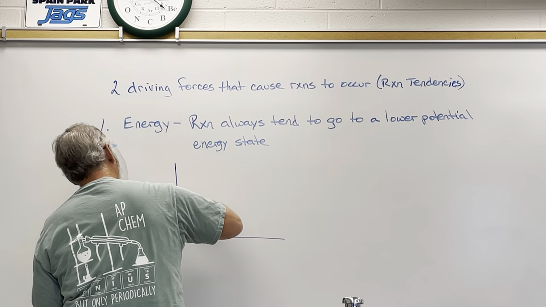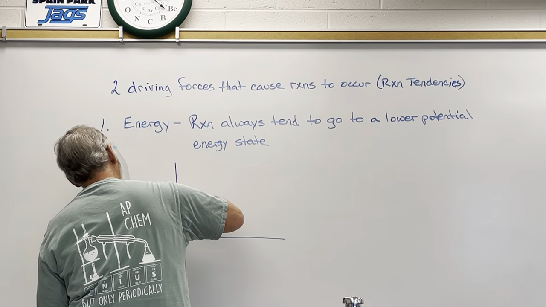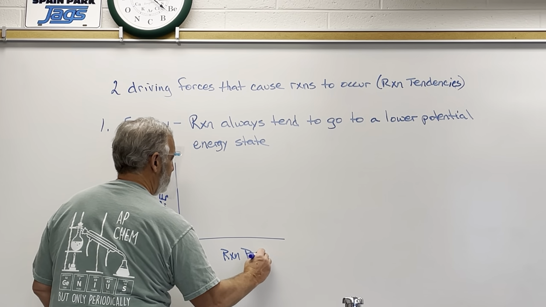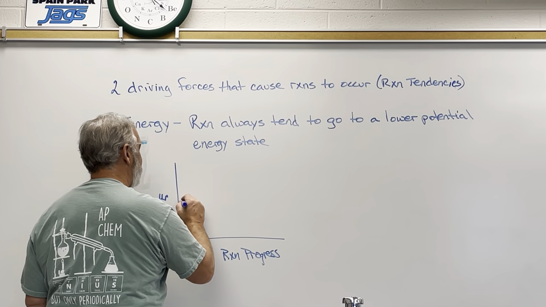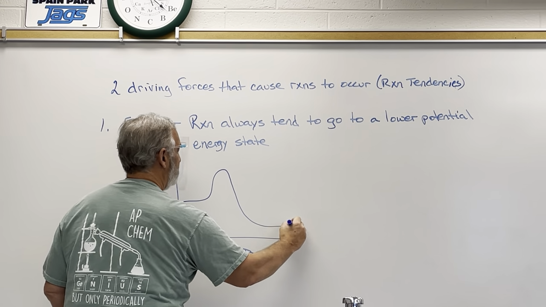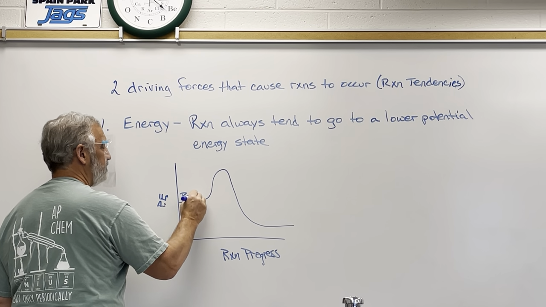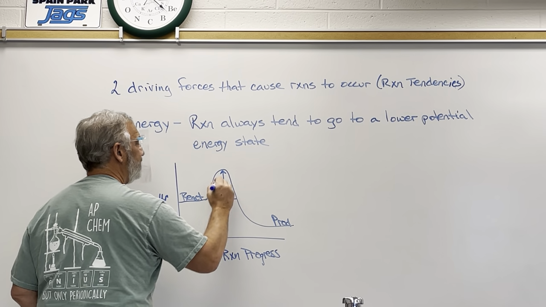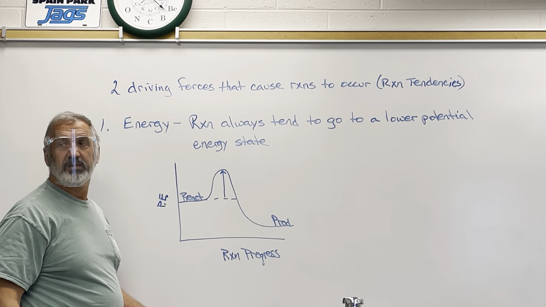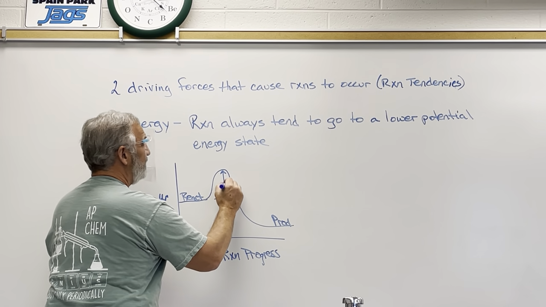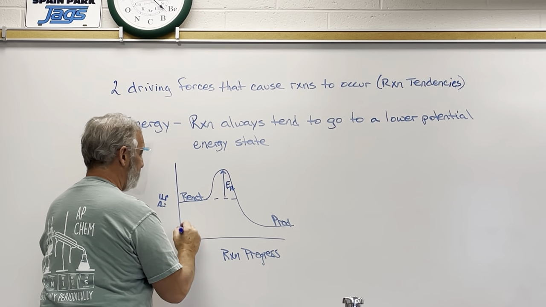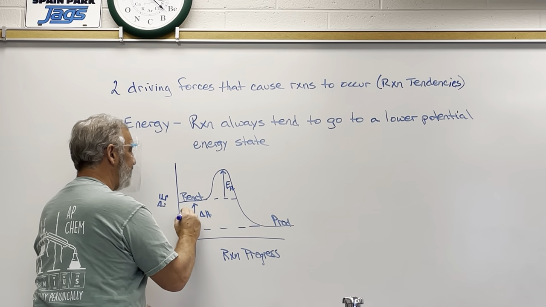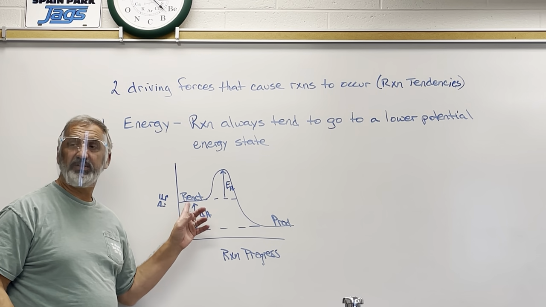Okay, if we look at potential energy versus reaction progress, in an exothermic reaction, remember, it looks like this. This is my reactants. These are my products. Remember what we call that? The activation energy, E sub A. But this is my delta H right here, the difference. And it's going to be negative in this case because products have less energy than reactants.